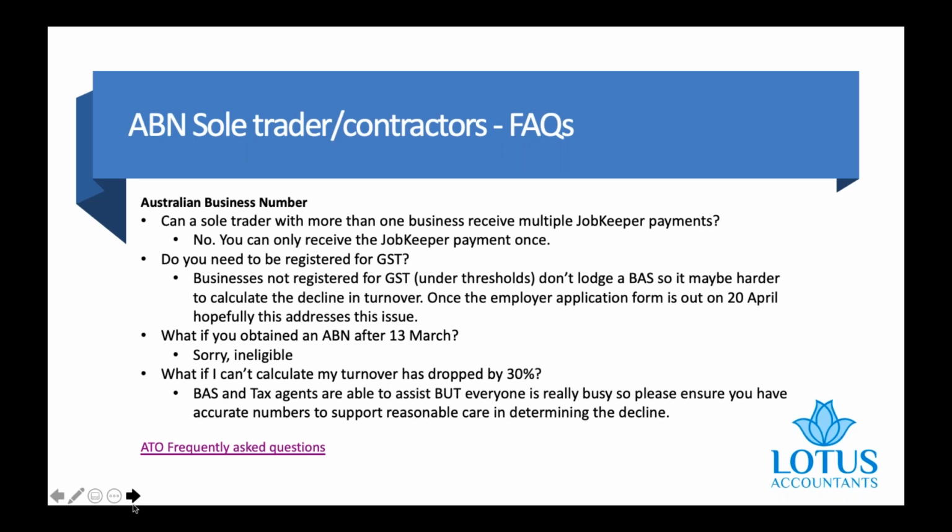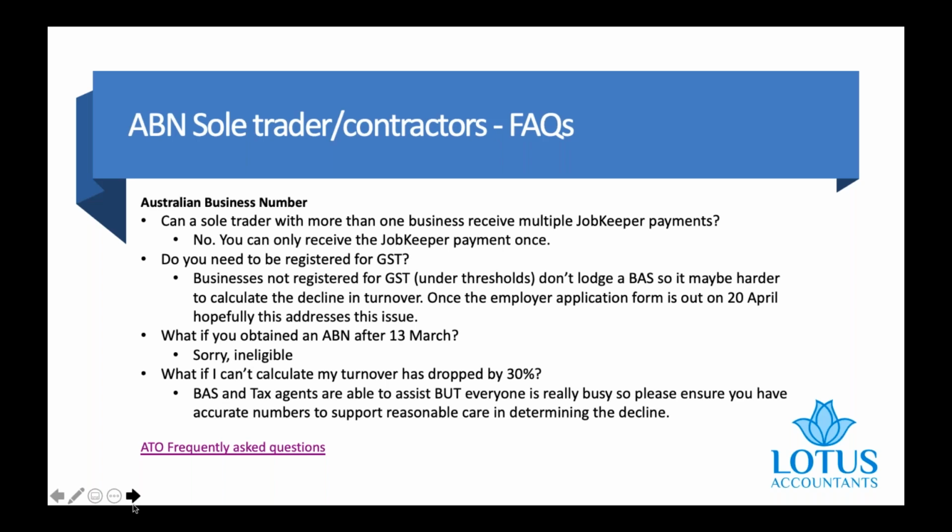What if you obtained an ABN after 13th of March? Unfortunately, you won't be eligible. And what if you can't calculate that your turnover has dropped by 30%? So we are seeing, I suppose, particularly with sole traders and people that are earning more spasmodic income, that this is something that might be trickier, because it still might be an instance where you put all your information together at the end of a financial year and hand it to a tax agent to do the tax return. You are unfortunately going to have to work out how you can compare your income for a March or April period. It's actually any testing period from 30th of March up to 20th of September that is the eligible period, if you can show you've got a decline in the income or turnover. And so you will need to work that out.